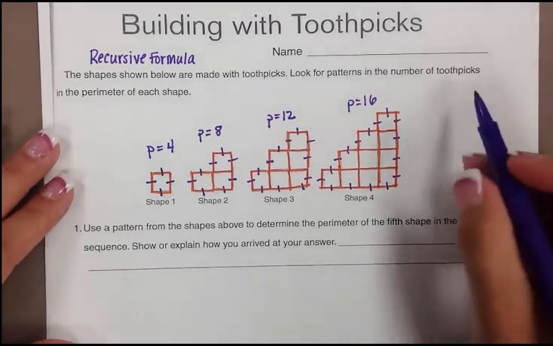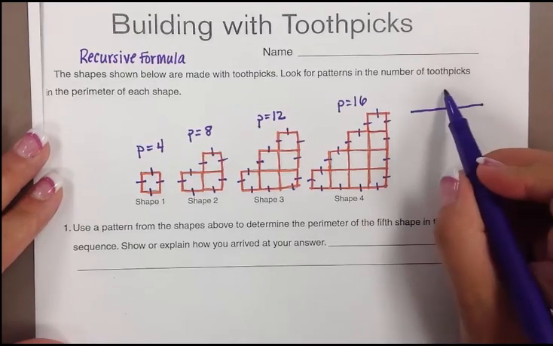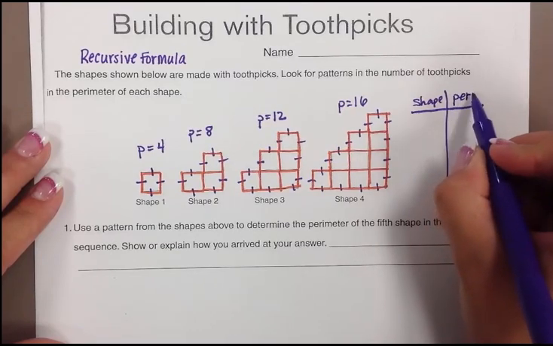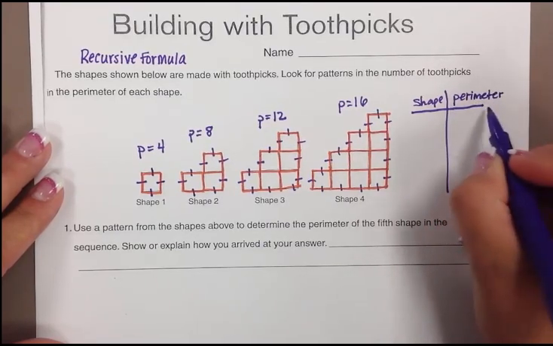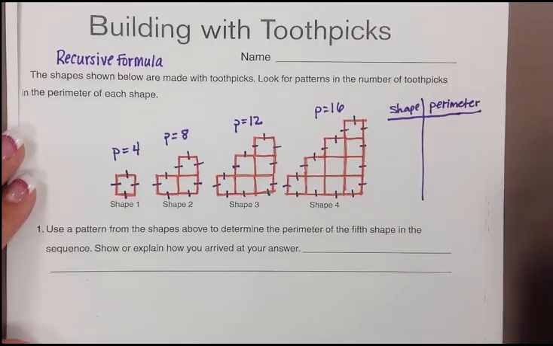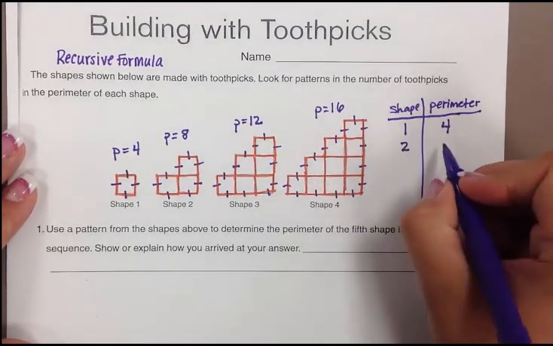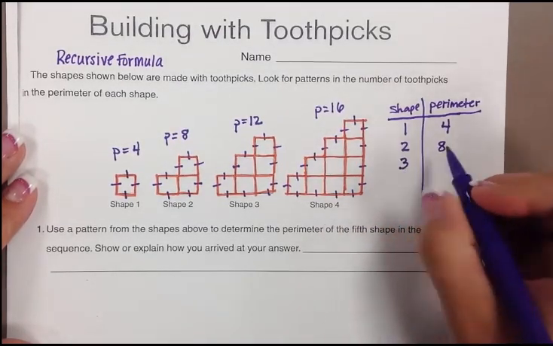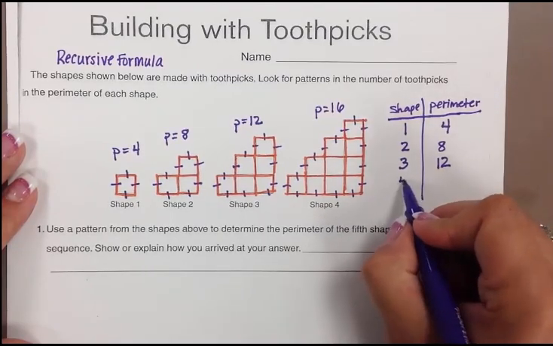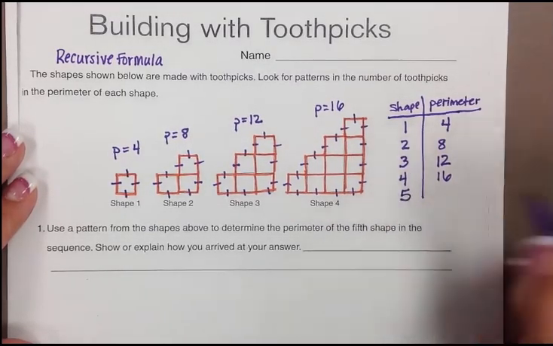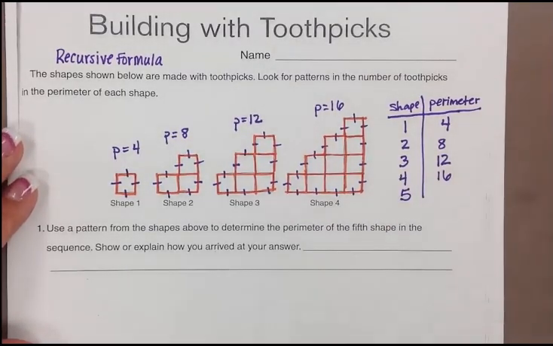Now we want to figure out how we get from one shape to another. So let's create a data table to show us what we have. If we are comparing our shape to the perimeter, starting with shape 1, our perimeter was equal to 4. Shape 2, our perimeter was equal to 8. Shape 3, perimeter was equal to 12. And shape 4, perimeter was equal to 16. But say we want to figure out what our perimeter would be for shape 5. Instead of drawing out all of the toothpicks, we can figure out what our pattern is.